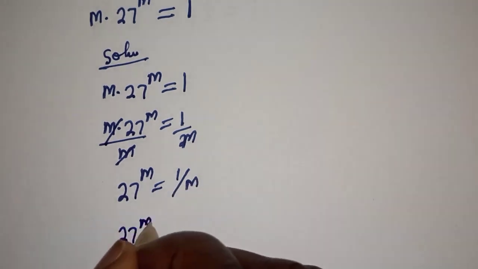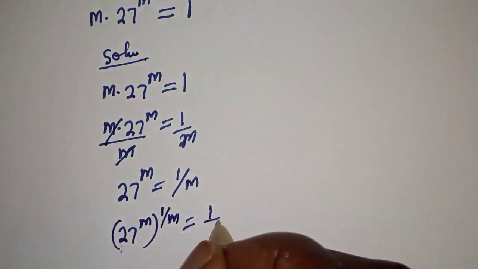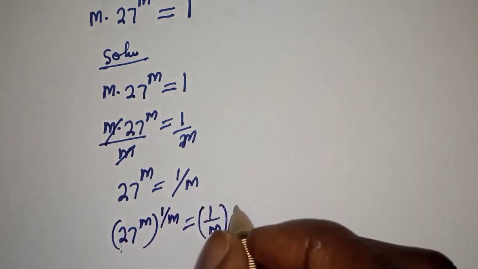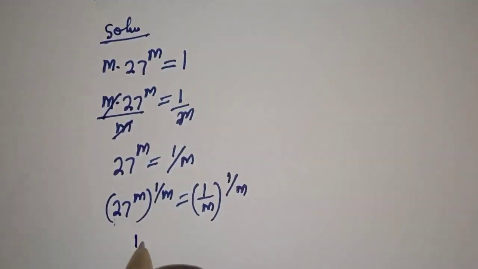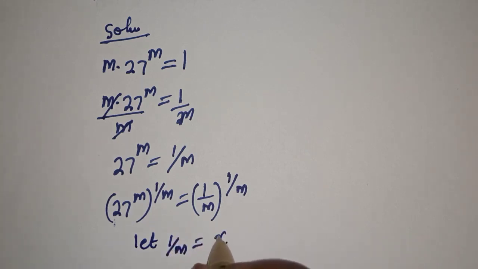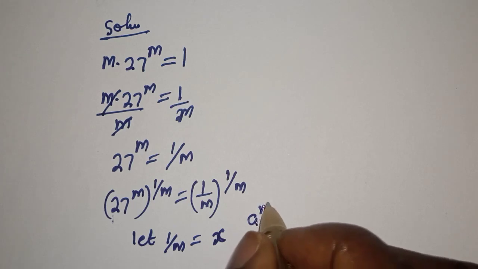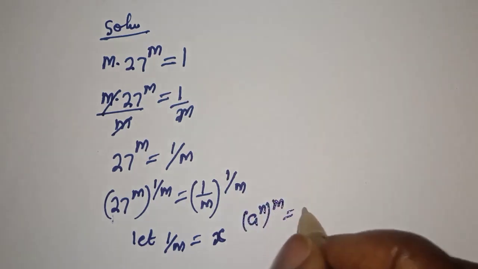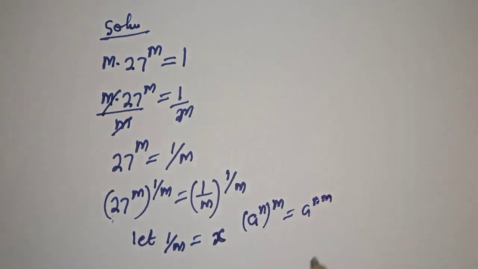27 raised to power m to the power of 1 over m is equal to 1 over m to the power of 1 over m. Let 1 over m is equal to s, and if you have a raised to power n to the power of m is equal to a raised to power n.